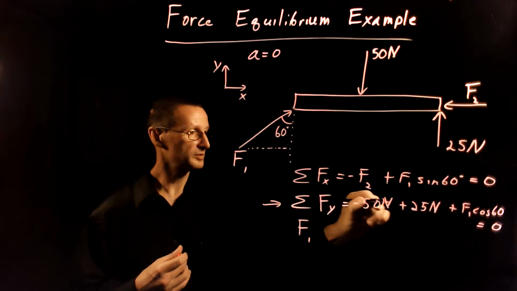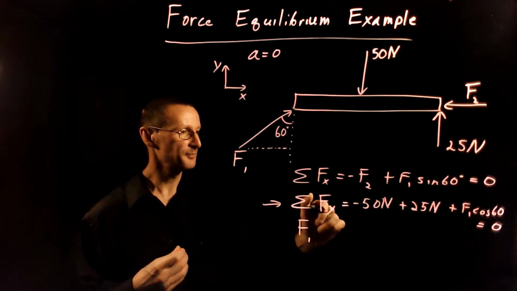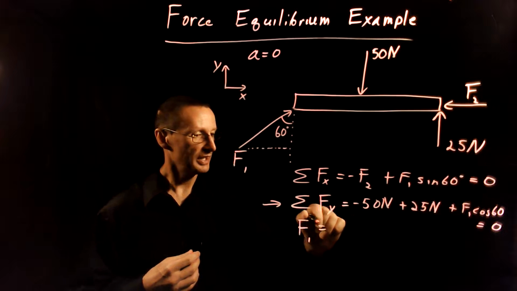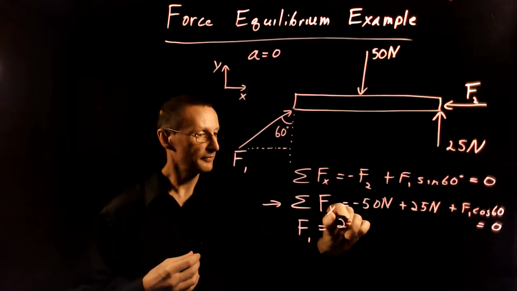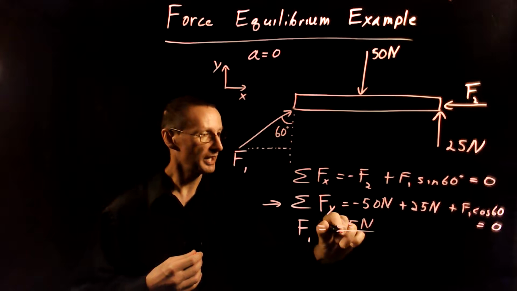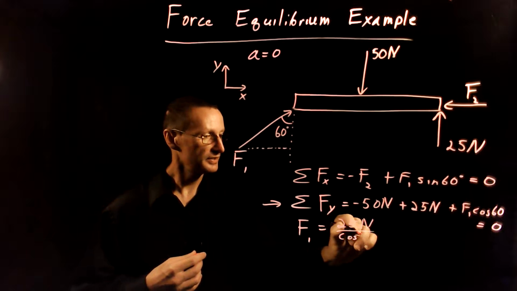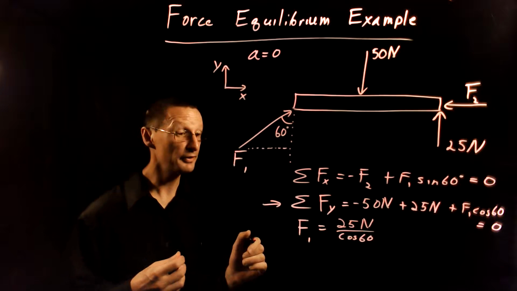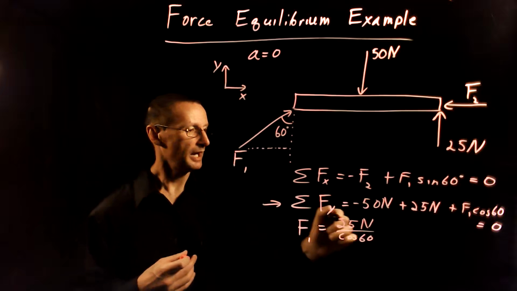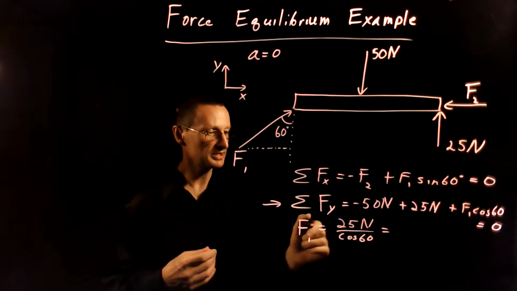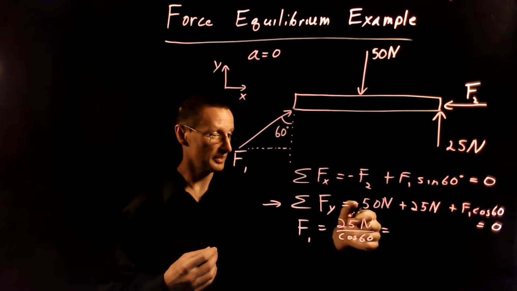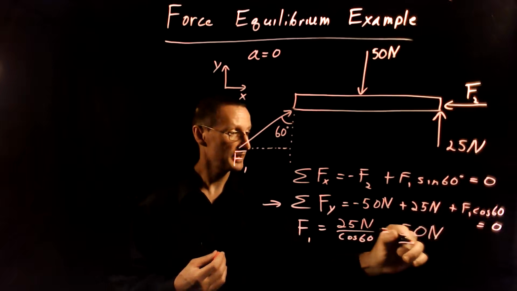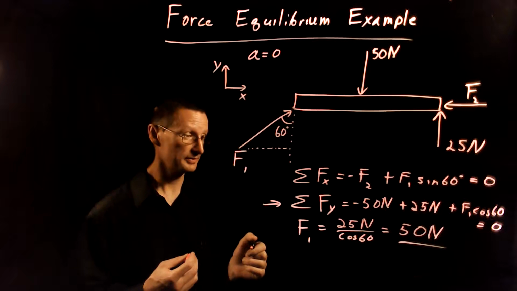And F1 is going to be, if I combine these two, I get negative 25. And then I throw that on the other side, and that gives me F1 is equal to 25 newtons divided by cosine of 60. So I'm skipping a lot of the algebra steps here. I think I'll let you fill that part in on your own. When I compute this number, cosine of 60 is actually half, so this is just dividing by half or multiplying by 2, so this becomes 50 newtons here. So F1 is 50 newtons.